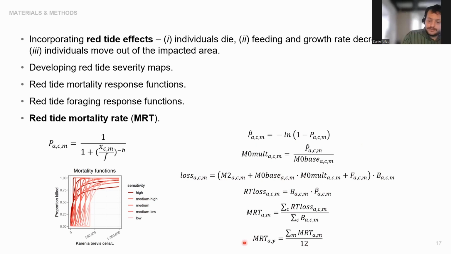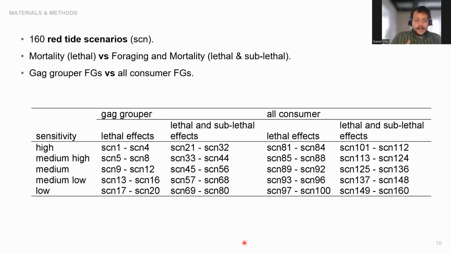So with all those sensitivity levels, and applying or not applying those sublethal effects, and applying to only gag grouper, because we want to manage only gag grouper through all the food web in the ecosystem, we end up with 160 red tide scenarios, which represents more or less the uncertainty in terms of sensitivity, but also in terms of what we want to evaluate. Well, we want to evaluate how the sublethal effects affect the system or other ecosystem indicators.